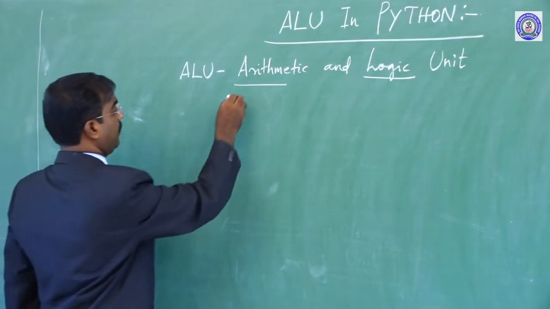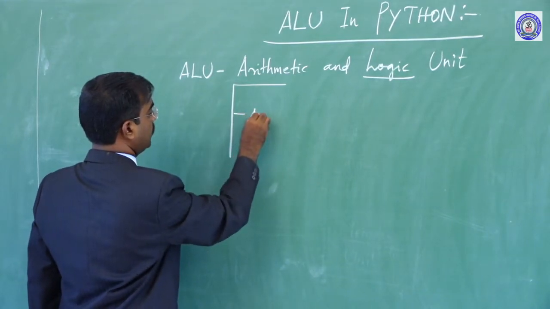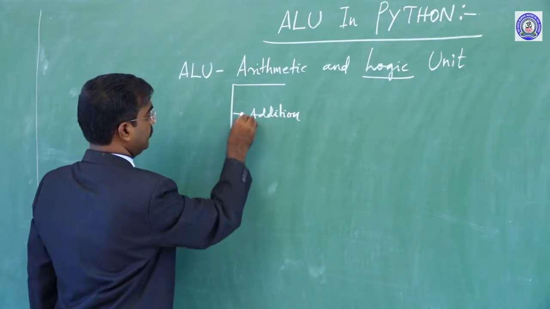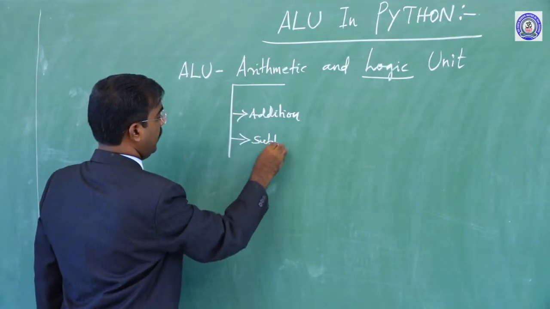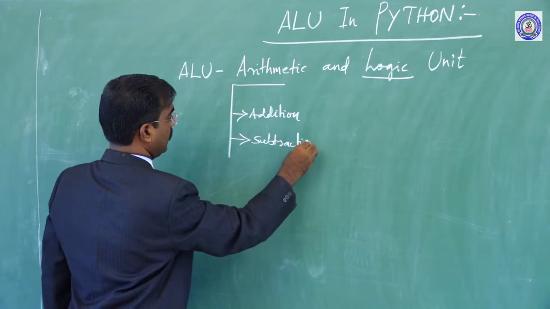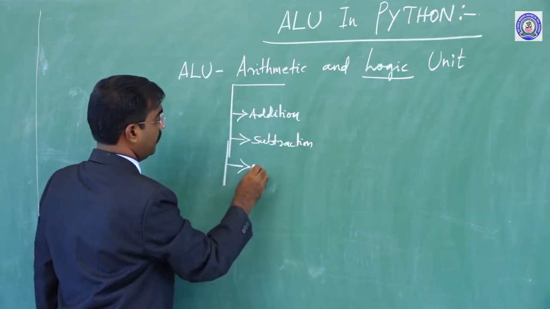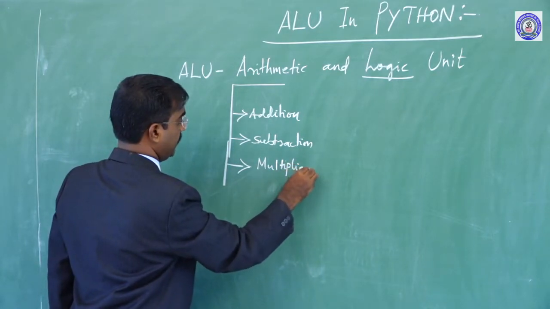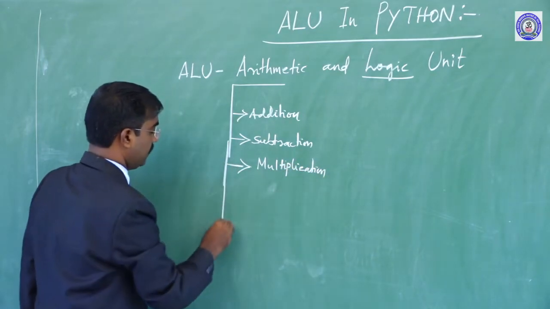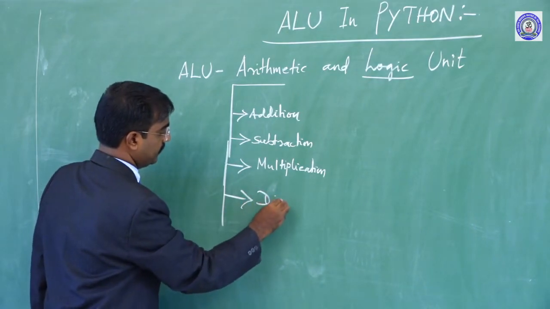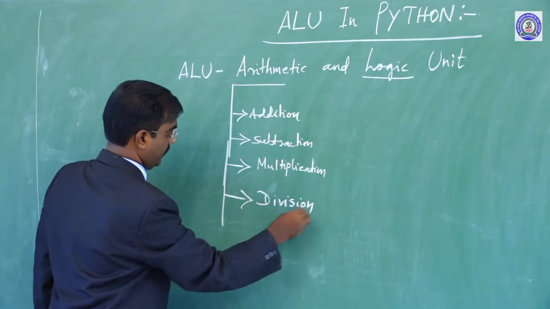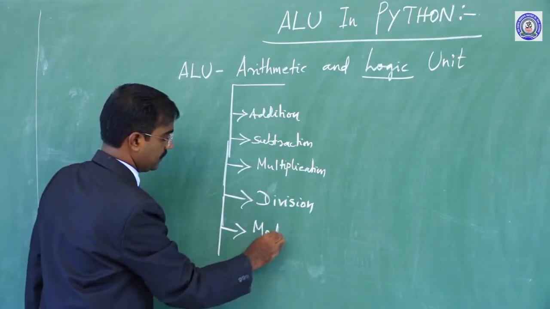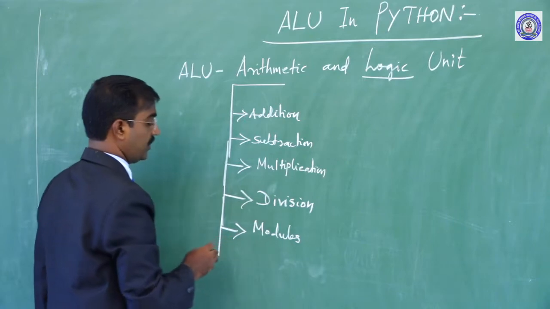Here arithmetic means, what do we know? Addition and then subtraction, okay, and then multiplication, division, and finally what? Modulus or percentages.